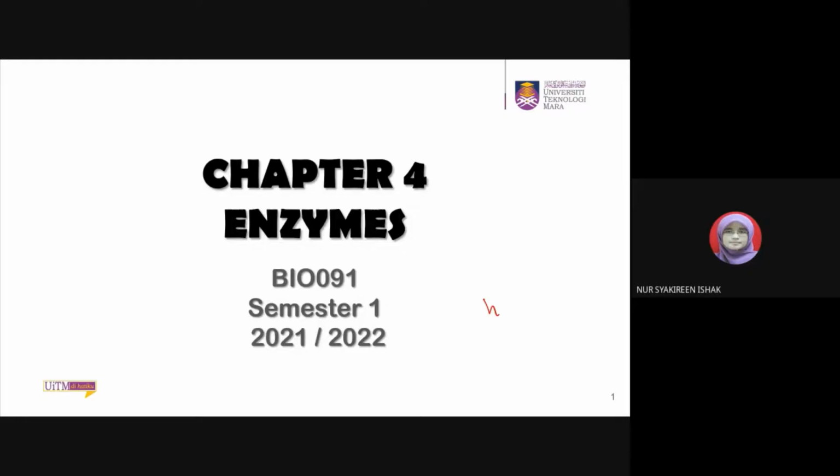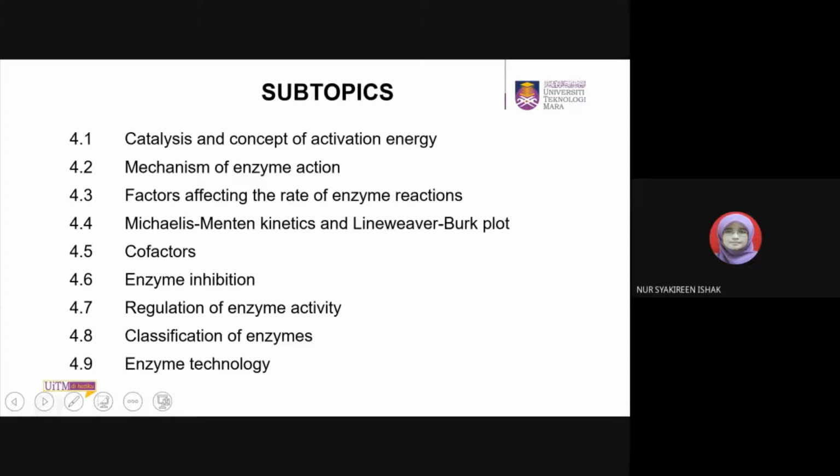Okay, so for chapter 4, enzyme. These are the subtopics of chapter 4. We are going to look at catalysis and the concept of activation energy. You already know basically what activation energy is, symbolized by EA. And then the mechanism of enzyme action. For this one, we are going to look at the lock and key hypothesis and the induced fit hypothesis.